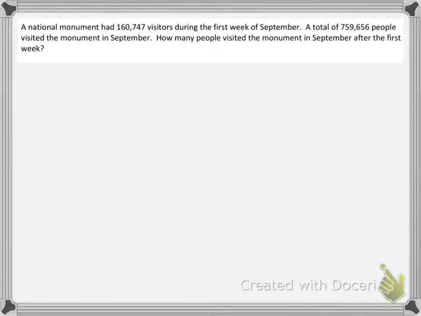So let's get our pen ready here and start finding the important information. So we know that in the first week of September, 160,747 visitors came. A total of 759,656 people visited the monument just in September. How many people visited the monument in September after the first week? So we don't know how many people came after the first week.